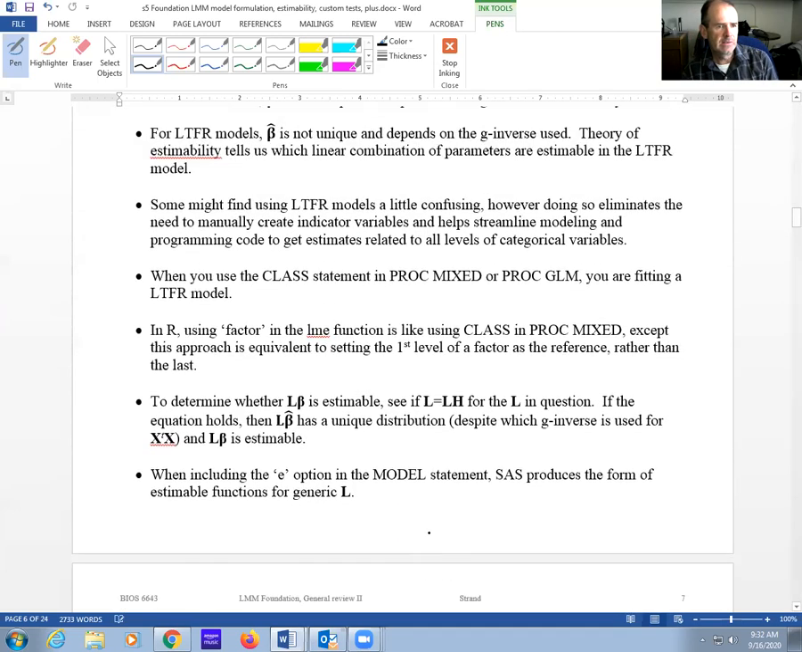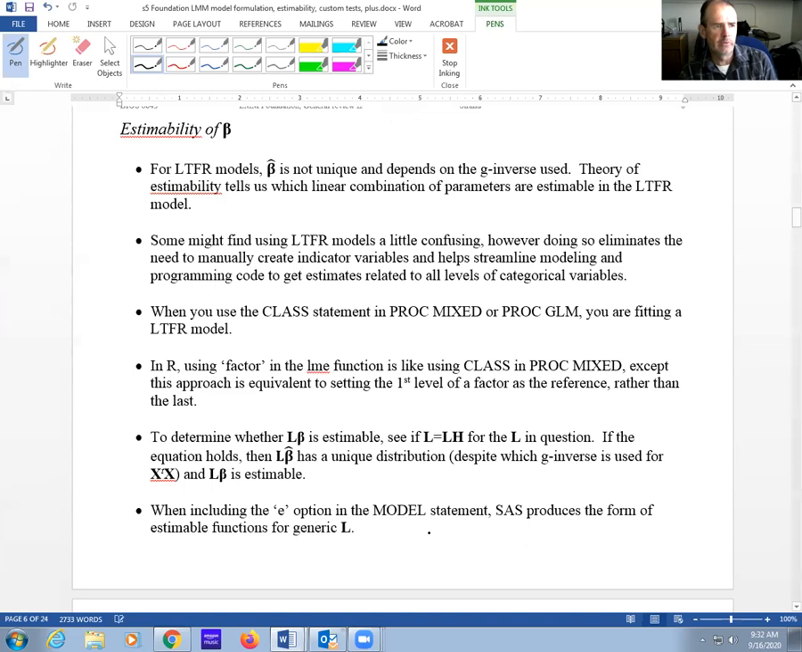Okay, so that's a really quick overview of estimability. If you write an estimate or contrast statement and it's not estimable, SAS will tell you this is not estimable. And I don't know if you've run into that issue before, but that happens a lot. If you're writing custom tests or estimate statements, it'll tell you if it just can't do it. Okay.